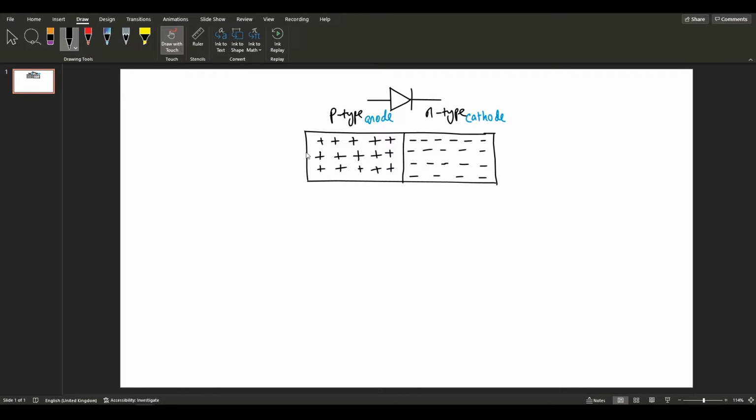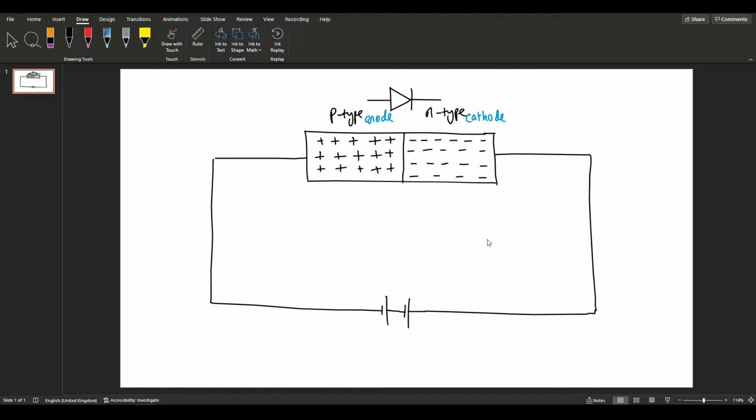Now, let's think about what would happen if we plug this into a circuit. Let's say we connected it to some battery like this. The circuit diagram symbol for a battery is also sort of intuitive.